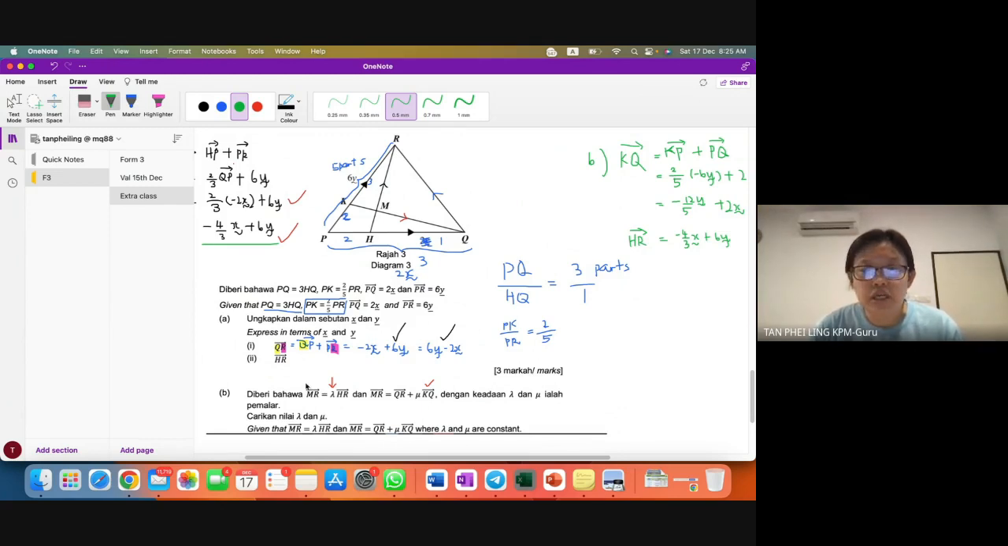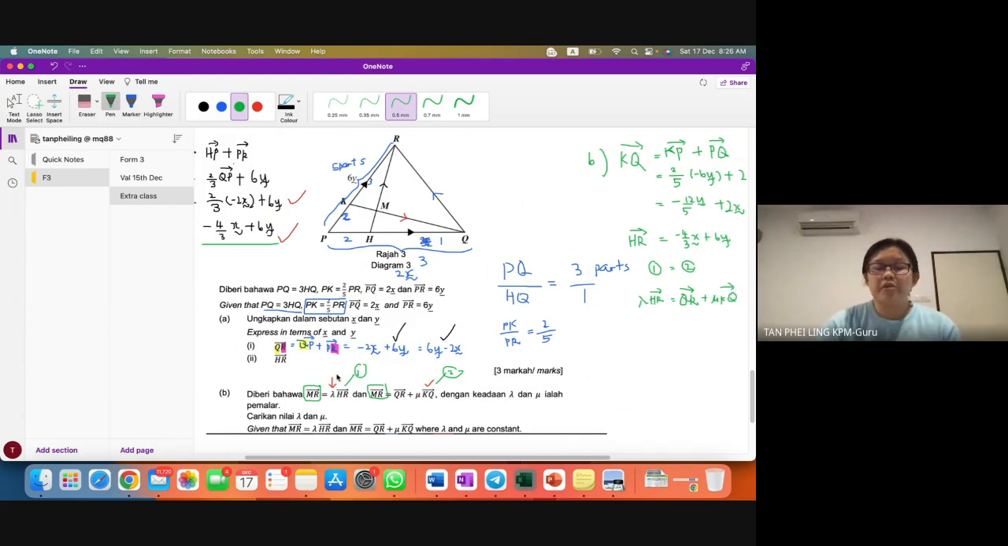You see here, MR is given in this expression, MR is also given in this expression. So can we actually make the two MR together? Meaning to say, we equate equation 1 and equation 2. Equation 1 equals equation 2. So we'll be having lambda HR is the same as QR plus mu KQ. Do you get me?